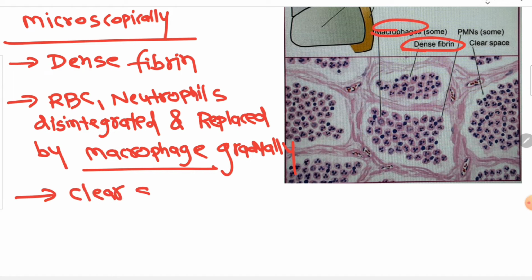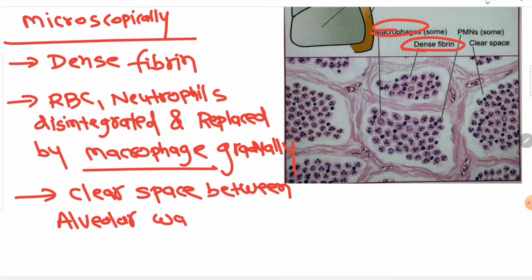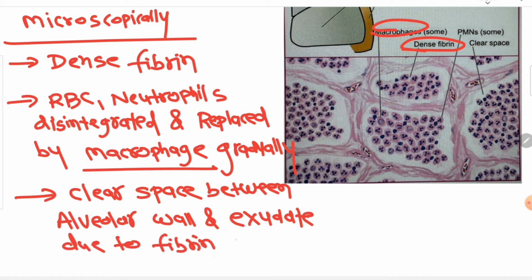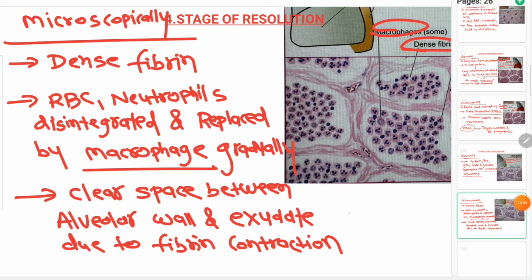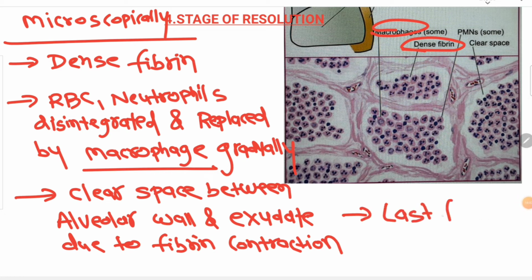Now in the gray hepatization, there will be clear space formation between the alveolar wall and the exudate. That is because of fibrin contraction. You can clearly see in this diagram that there is a clear space between the exudate and alveolar wall. Follow the arrow. You can see a clear space between the alveolar wall and exudate. That is because of fibrin contraction. And this gray hepatization stage lasts for 5 to 7 days.